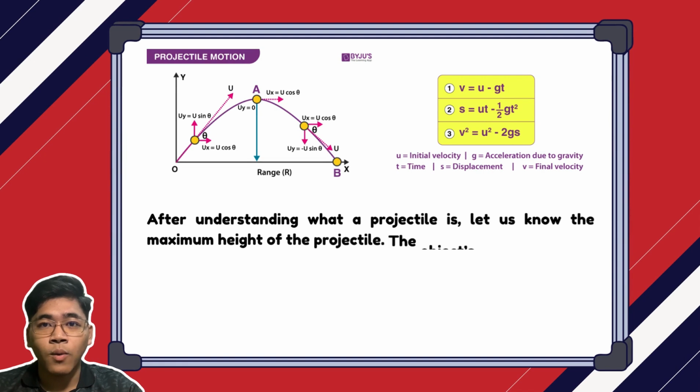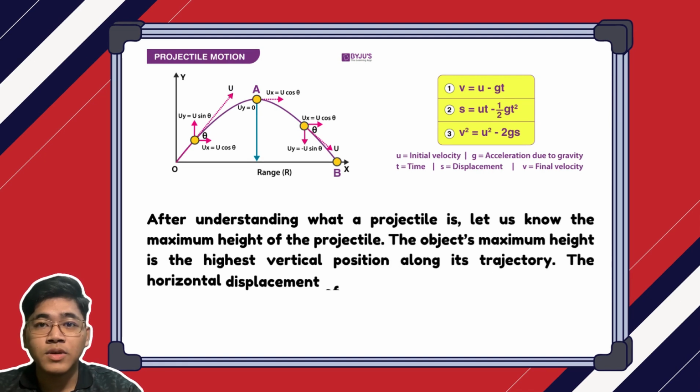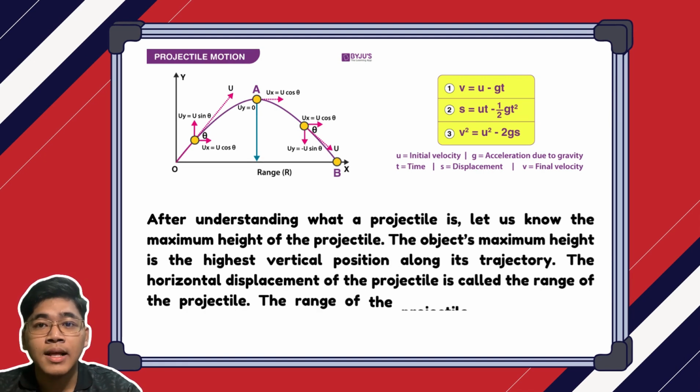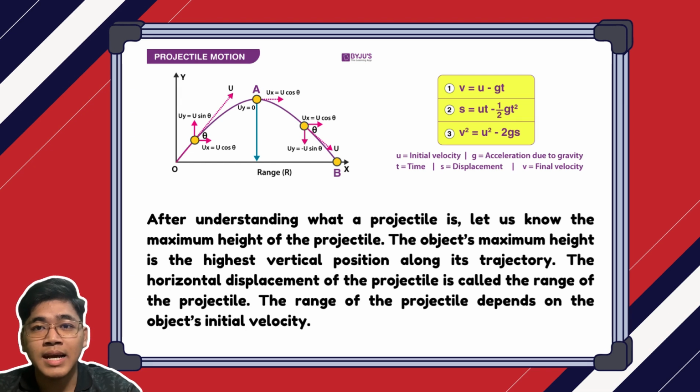After understanding what a projectile is, let us know the maximum height of the projectile. The object's maximum height is the highest vertical position along its trajectory. The horizontal displacement of the projectile is called the range of the projectile. The range of the projectile depends on the object's initial velocity.